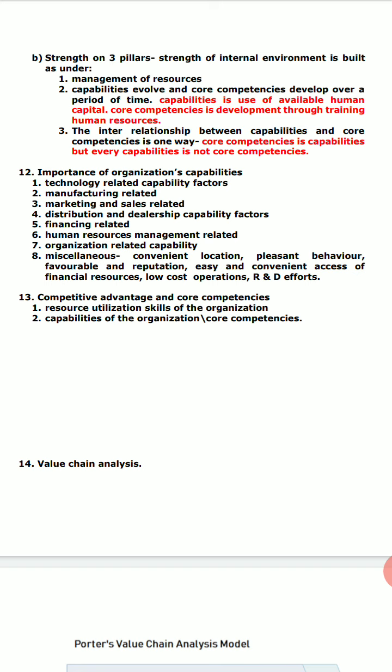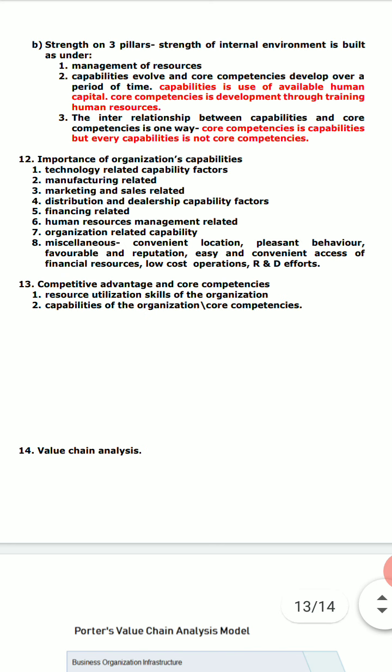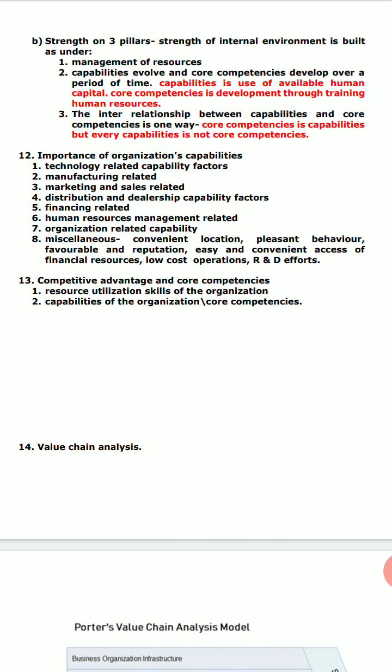Then comes the second one, known as capabilities evolved and core competencies developed over a period of time. Now what is this capability all about? Capability refers to the use of available human capital, right? The creative and innovative power of the human resources can be built over a period of time, and it is attained through the constant and intentional efforts and policies of the management, allowing executives and employees to bring the best out of them, right? With this they can evolve the capabilities from the human resource. So capability can be considered as the use of available human resource.